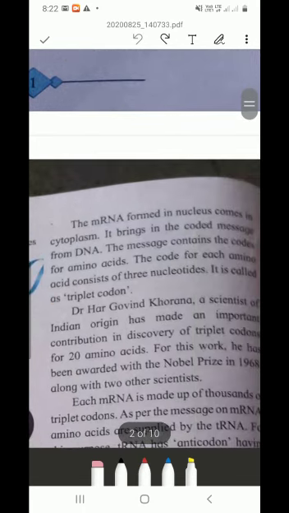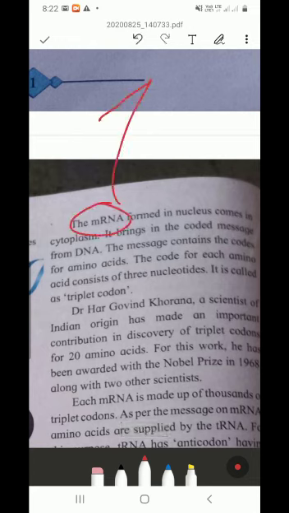The mRNA formed in the nucleus comes into the cytoplasm. Now the mRNA which was formed in the nucleus came to the cytoplasm. It brings the coded message from DNA. So what does it bring? A coded message. Now what is the coded message?